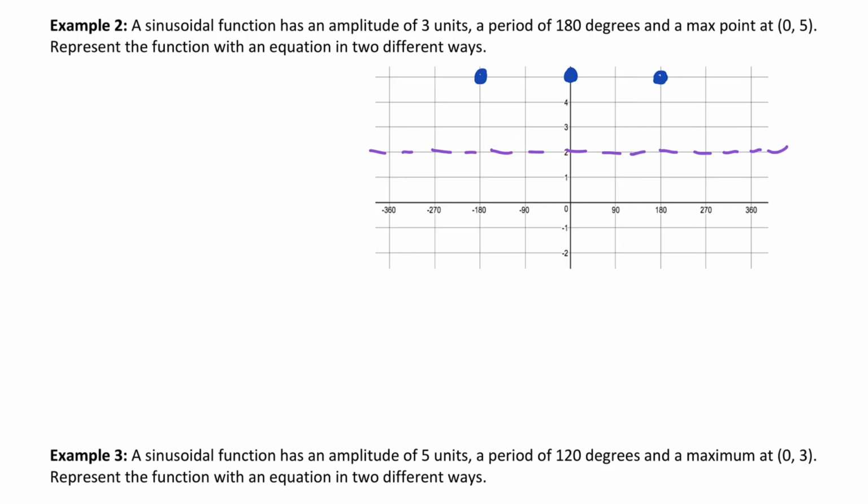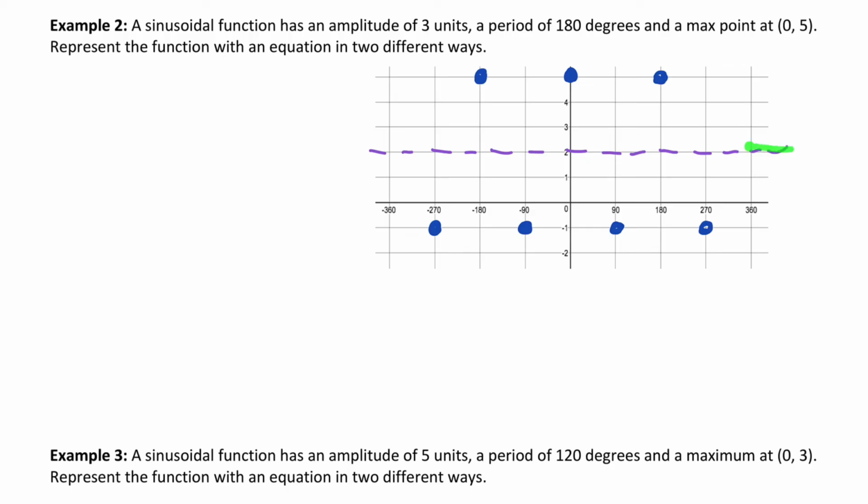But when is the minimum going to occur? I know the minimum is going to be at -1, and it's going to happen halfway between these maximum values. So between -180 and 0 is -90. So it will be at a min value when x is -90, and then 180 degrees to the right of that again, and then 180 to the right of that again, and so on.